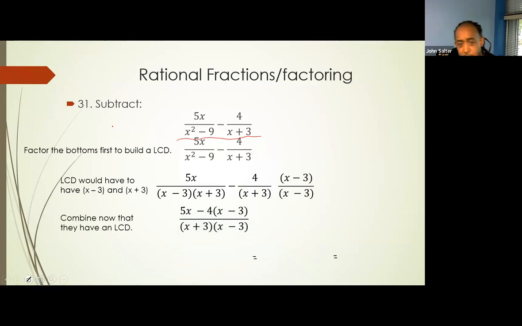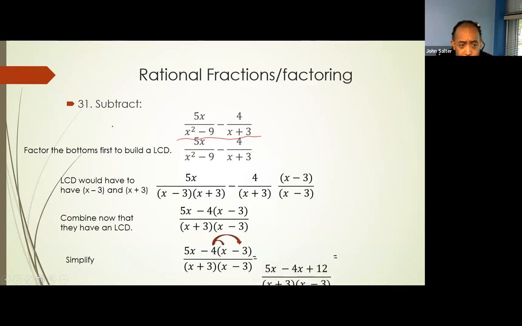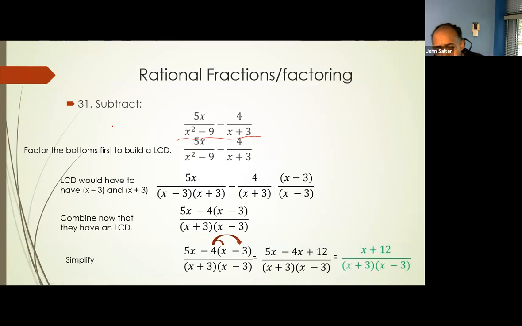So now I have 5x minus that 4 times the x minus 3. Some distributive will come next so I can get that top looking a little prettier. So yeah, that's distributive. I get this. I got some like terms going on now. I can simplify that up to x plus 12 over, I could say over x squared minus 9 if I wanted to kind of recombine it a little bit as well.